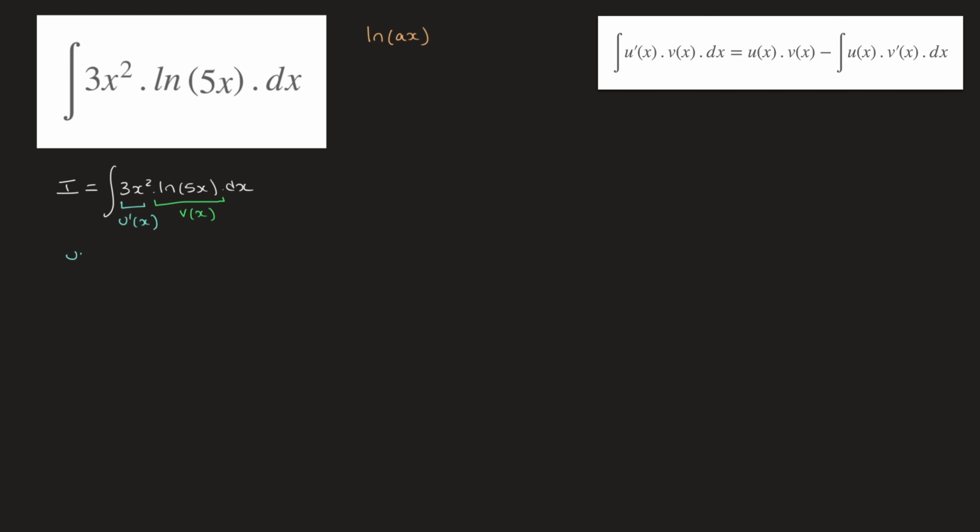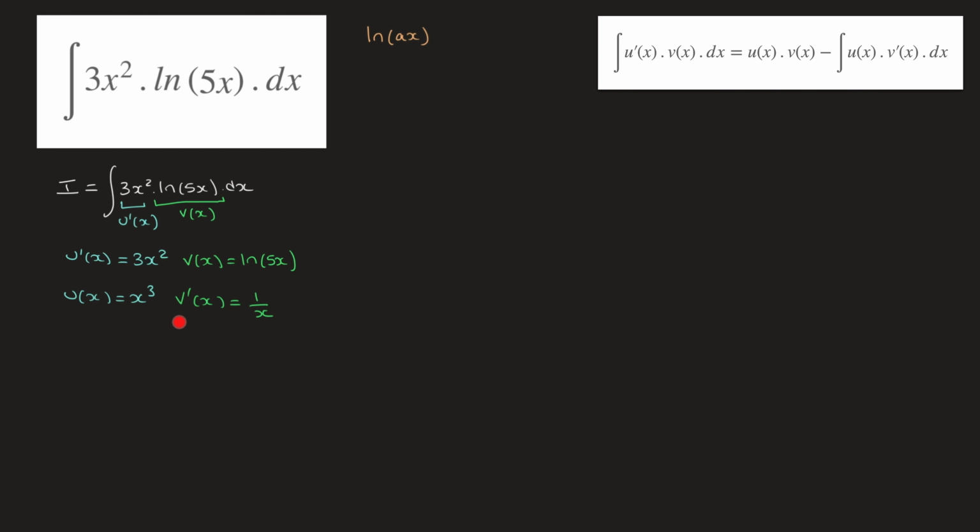Okay, now back to this integral. We're therefore saying that u dash of x, or u prime of x, equals 3x squared, and that v of x is equal to ln of 5x. Consequently, u of x will be equal to x cubed, and v dash, or v prime of x, will be equal to 1 over x.